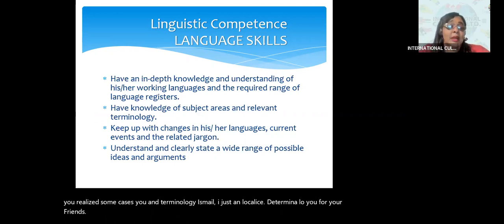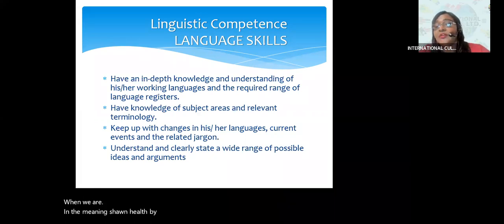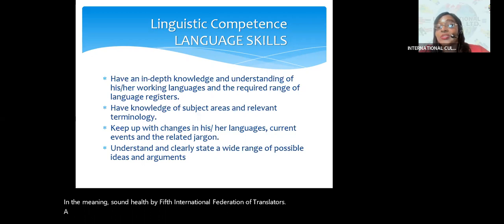For example, when we are in the meetings held by FIT, IFT, that's the International Federation of Translators, the original term was established in French, so they call it la FIT.